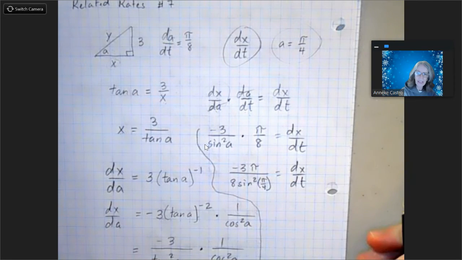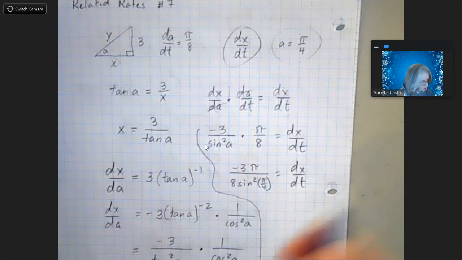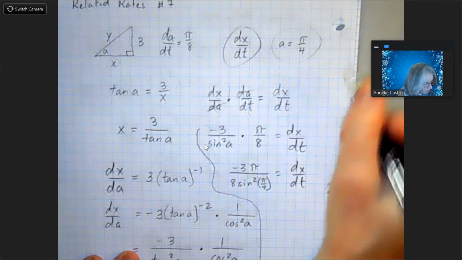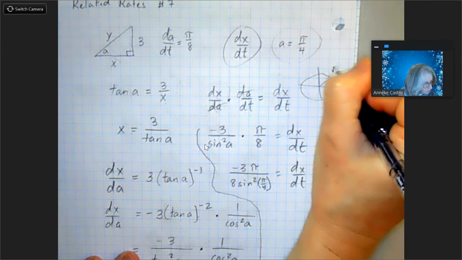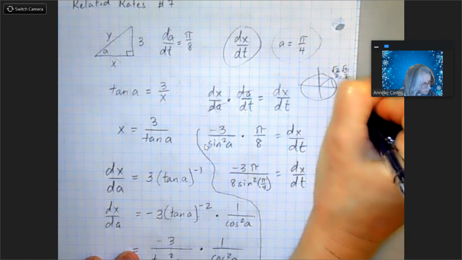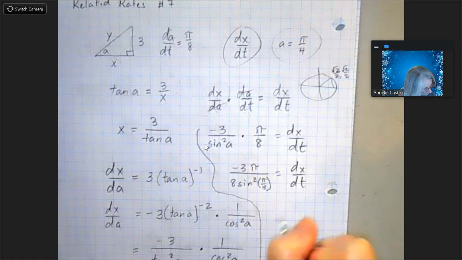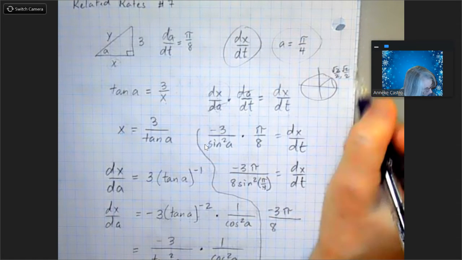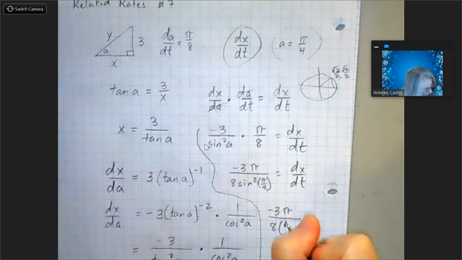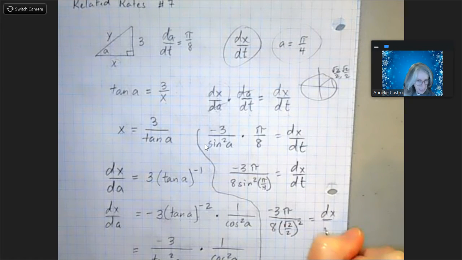Okay, and we could enter that into Mathspace right now to make sure we're doing okay, but I'm just going to go ahead and keep going. So I want to find the sine of pi over 4. So on my unit circle, if I do pi over 4, that's a 45-degree angle. So that's √2 over 2, comma √2 over 2 are the coordinates there. So the sine is √2 over 2. So here, let's rewrite this. I have -3 pi over 8. And now sine squared of pi over 4, well, sine of pi over 4 is √2 over 2. And that's going to get squared. Okay, that's my dx dt.